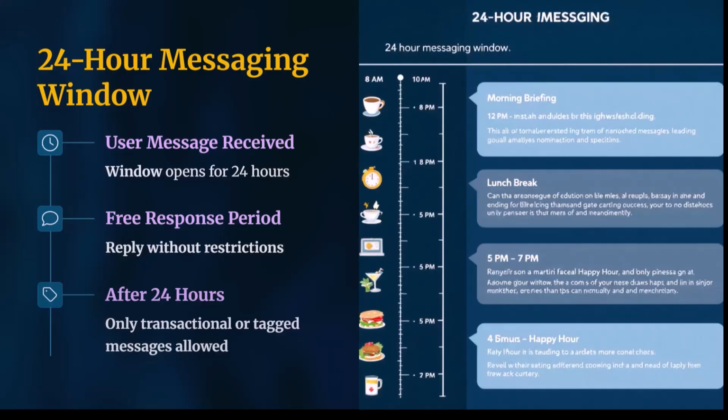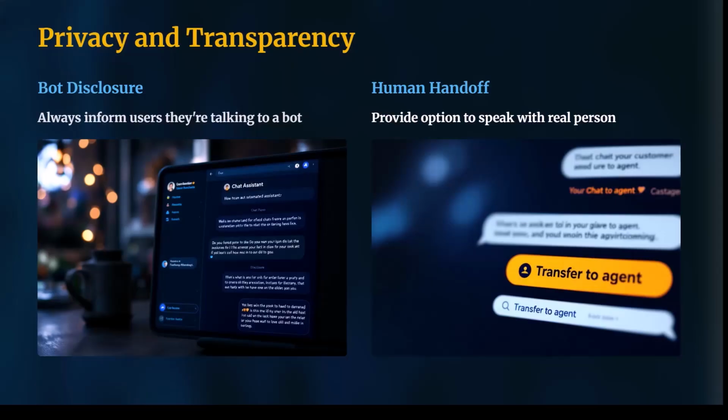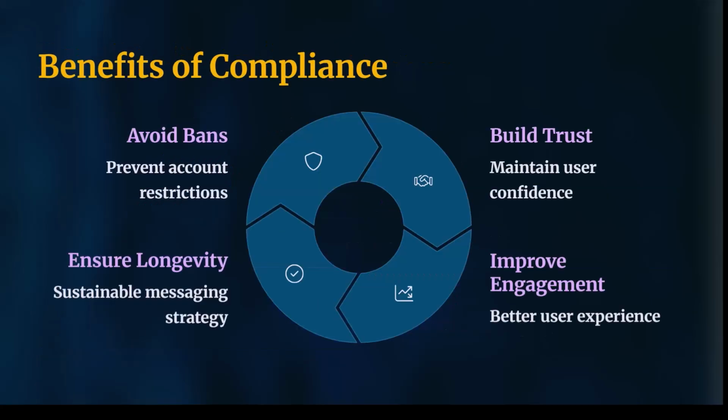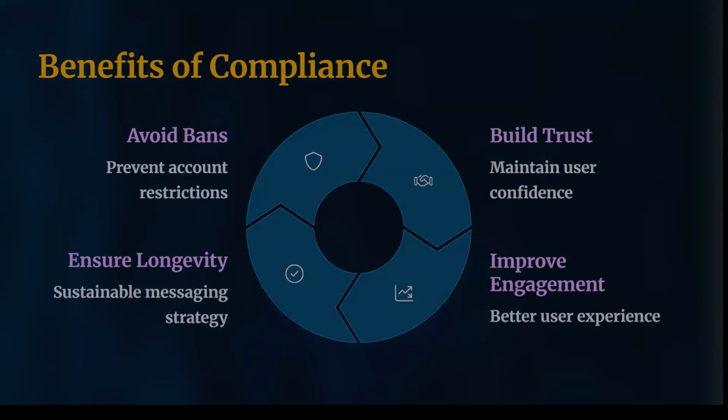2. 24-hour messaging window: you have 24 hours after the last user message to reply freely. After that, messages must be transactional or fall under special tags. 3. Privacy and transparency. Always tell users they're interacting with a bot, and offer a way to talk to a real person if needed. 4. Rate limits and API quotas. Avoid spammy behavior. Stick to natural conversation flow and test your bot under Meta's guidelines. Follow these practices to avoid bans or API restrictions and to keep user trust high.